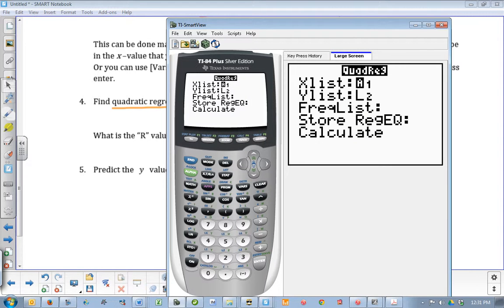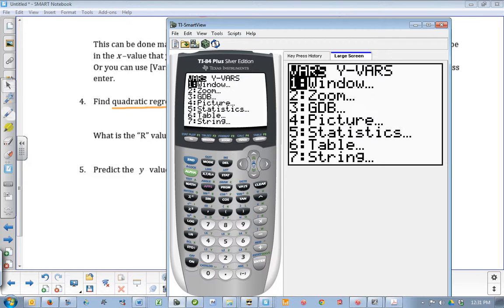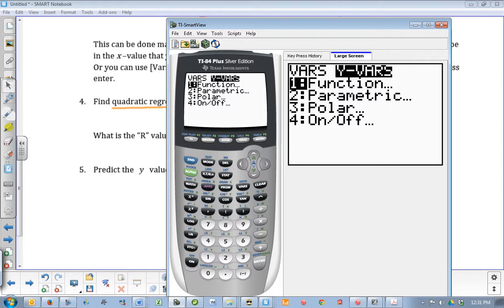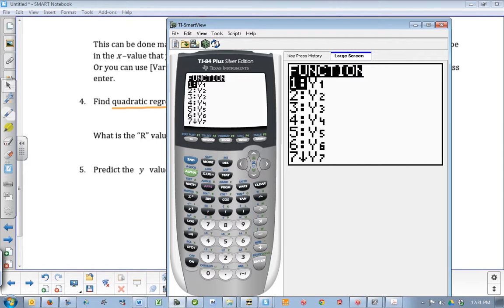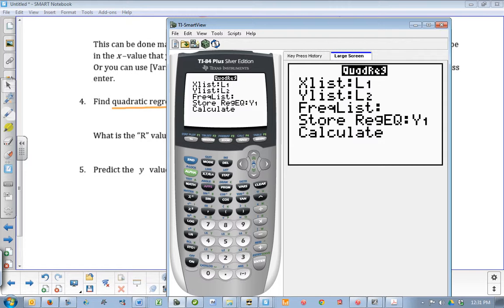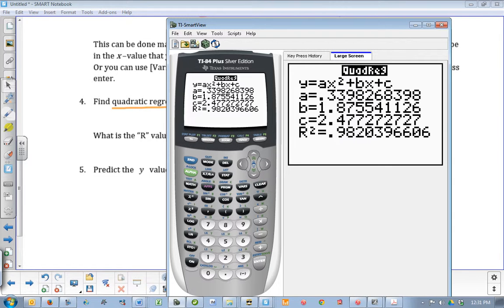We want list 1 and list 2. We got it. That's good. Don't worry about the frequency list. And we want to store the regression equation. We're going to go vars, y vars, function, and enter for y1. There we go. Because we want a new equation. So we calculate, and there it is.